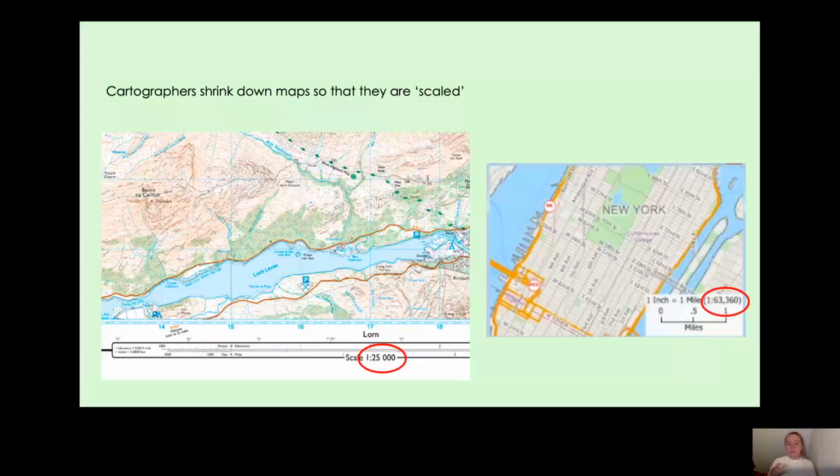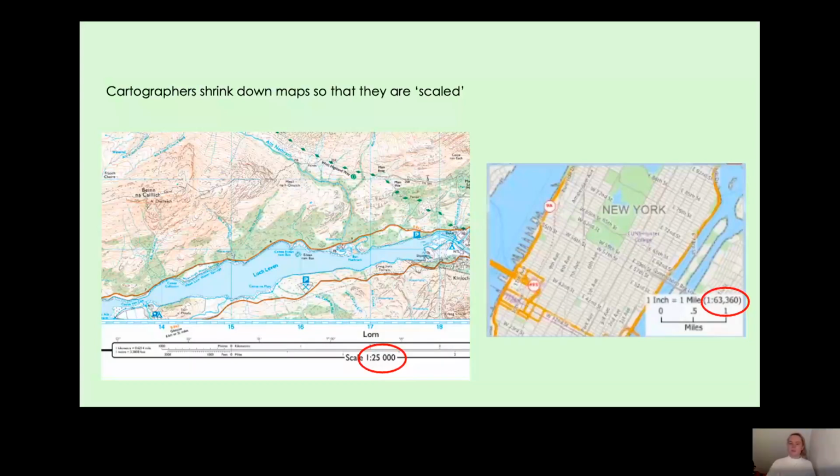So for example, the park on the map, can you see the park with the lake in the middle? Well, in real life, that will be 63,360 times bigger than we can see it on the map. How amazing is that? But the cartographers do it because there's so much in real life, so many things that they have to get on the map, that they have to make them smaller to make sure everything fits on the map. Okay, so they scale the map down.